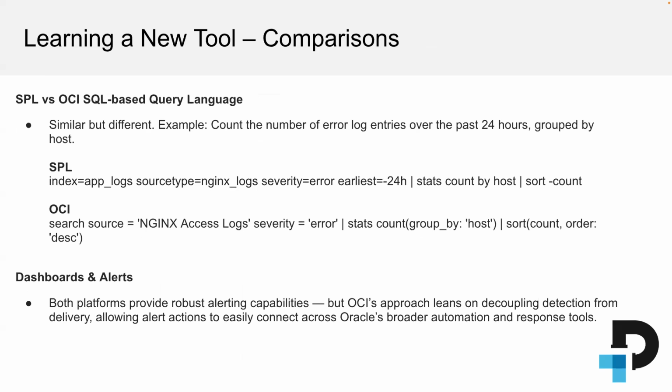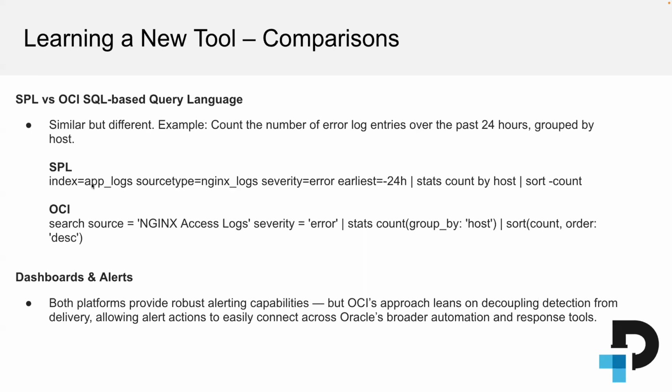Okay, so let's do a quick example here of SPL versus OCI's query language. I had an example here, and it says, hey, we want to count the number of error logs over the past 24 hours and we want to group those by host. So earlier, as we talked, we have our index, we call them app logs. Let's say we're getting them from Nginx logs.